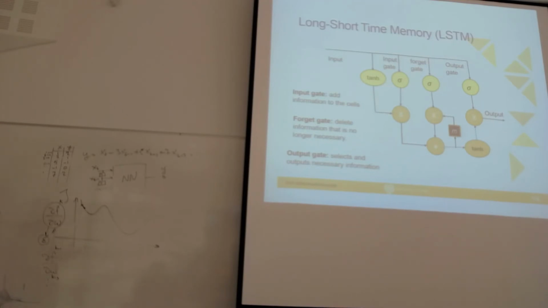The main concept here is that we add a memory cell to our neurons in order to keep the output of the network stored there. So we can keep it for 1,000 time steps and then use it when it is needed.